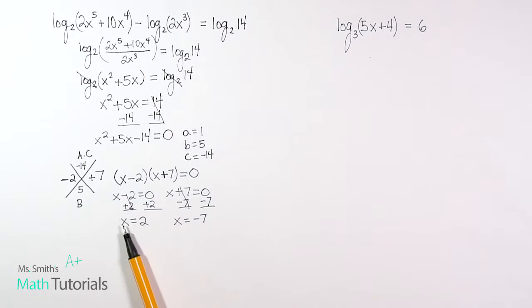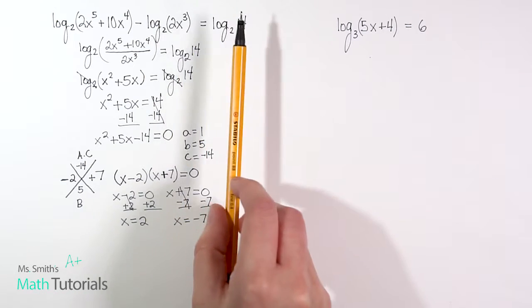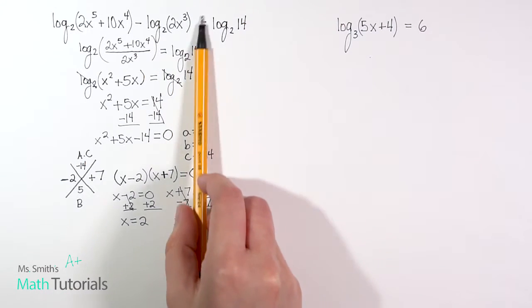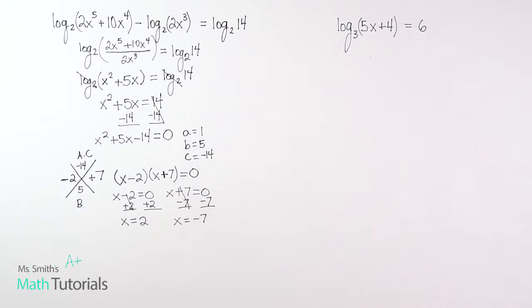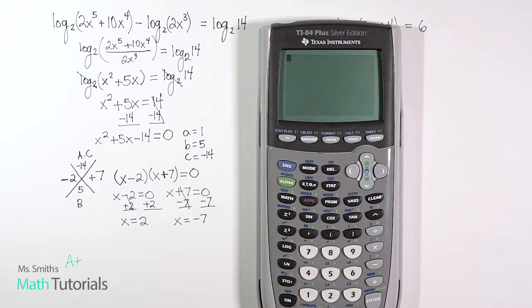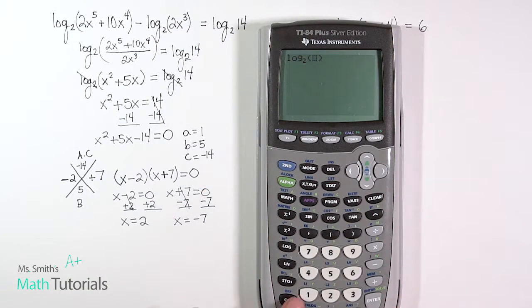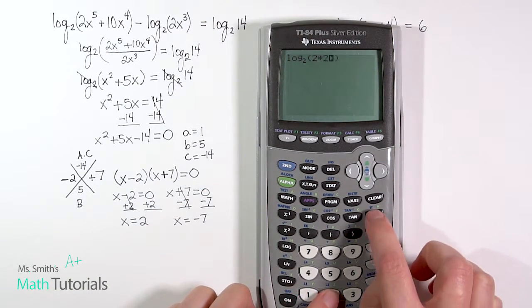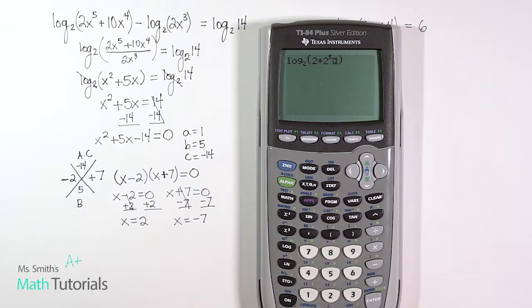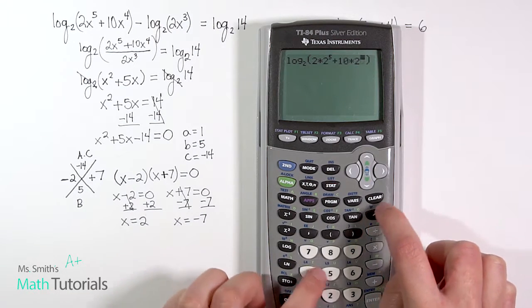We'll start by checking this x equals 2. What I'm going to do for the x equals 2, I'm going to plug it into this whole first part, and then we'll check to see if that matches this log base 2 of 14. So let me show you how that'll look. We're going to type in this first part into the calculator, but instead of writing x, we're going to write 2 because that's the answer we're checking right now. So when I put in my log base 2 of 2 times 2 to the 5th power plus 10 times 2 to the 4th power.